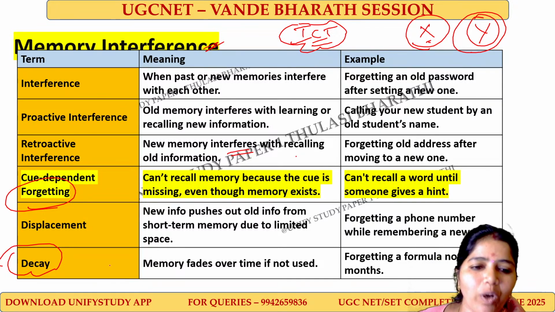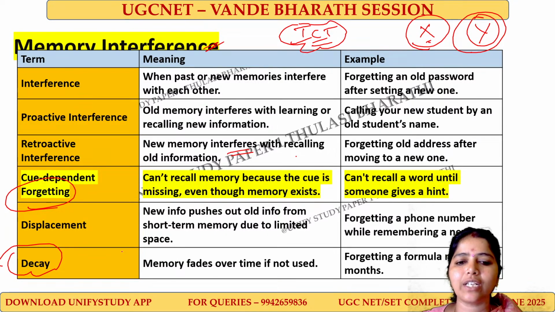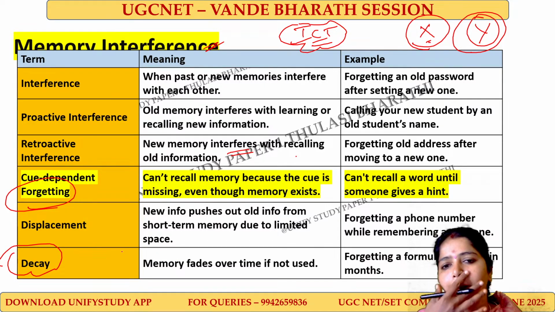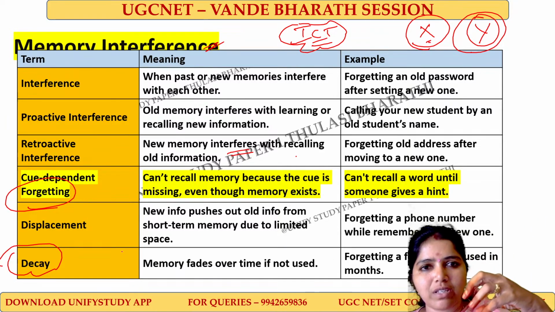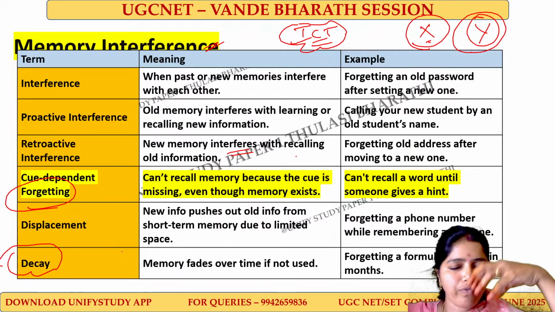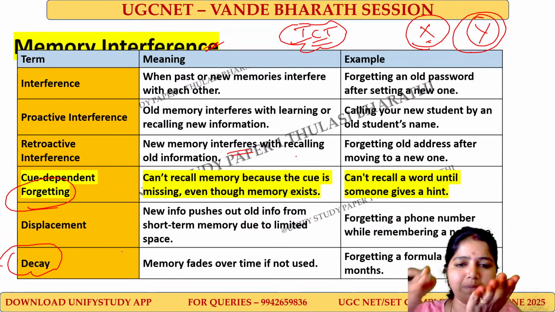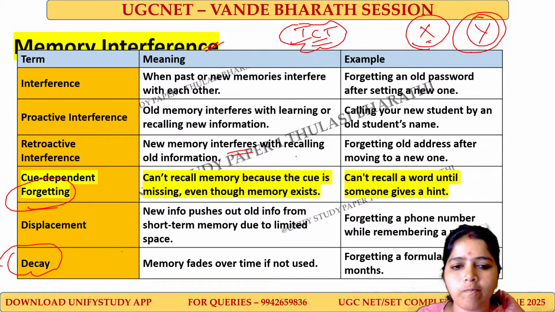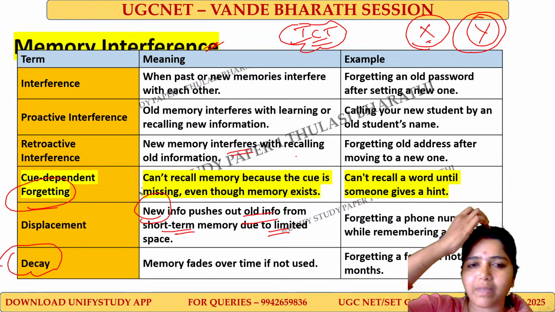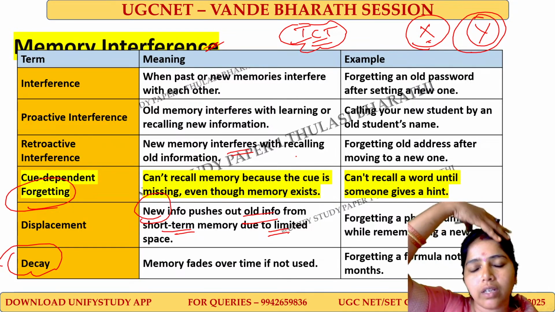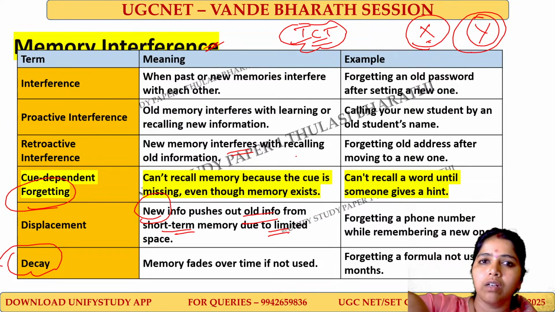And here what happens is displacement. New information pushes out the old information because of limited space. I forget something because new information comes, so the old information goes out. Again new information comes, and this information goes out. Displacement means what? Movement, right? So new information pushes out old information from short-term memory due to limited space. Because this memory at that time does not have that much space. I used to say in ICT, in our human brain also the same thing. Working memory has a little space to do something.